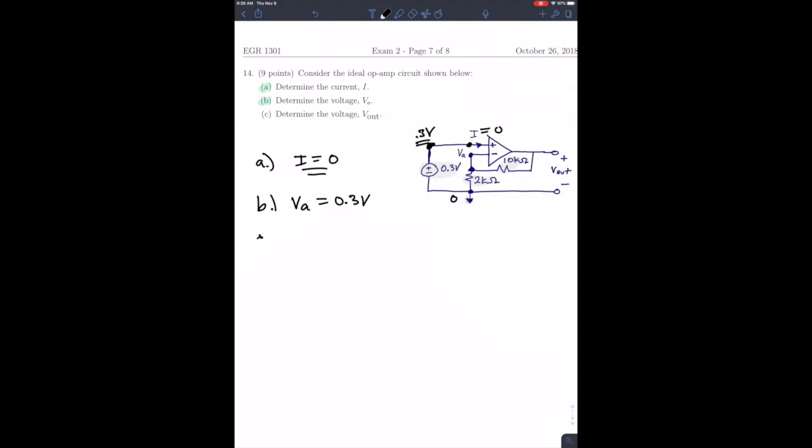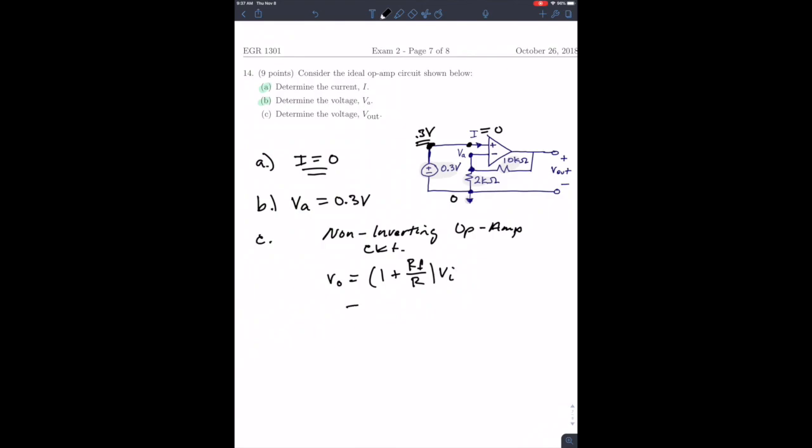Okay? And then in part C, what I had hoped you would recognize is that this is a non-inverting op-amp circuit. And so what that would mean is that the output voltage is going to be a certain formula, 1 plus the feedback resistor over R times Vn.